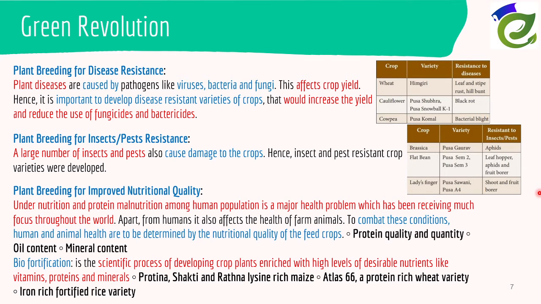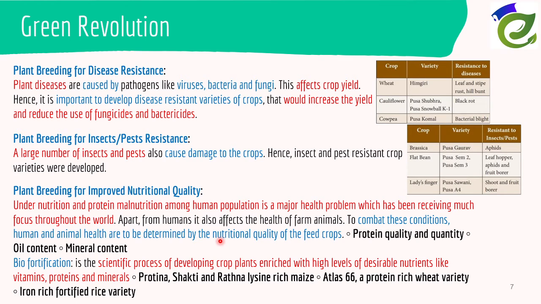Next we have the nutritional quality green revolution. So what does nutrition quality mean? It is increasing the protein quality and quantity, oil content and mineral content of the growing crop. Why do we need to focus on nutritional quality of a crop?